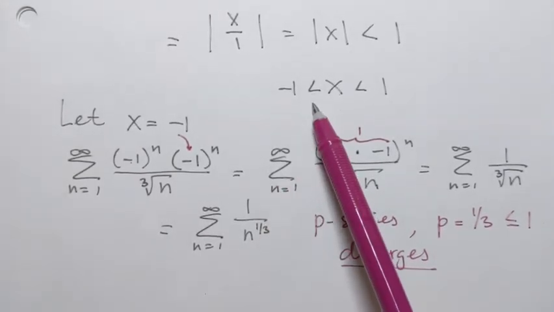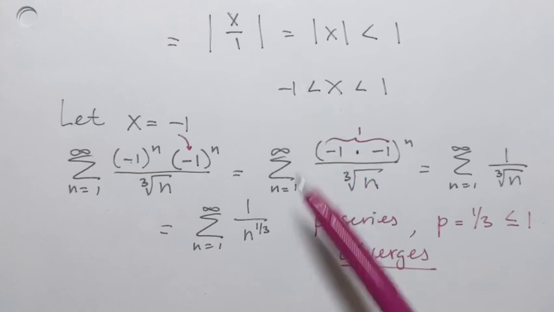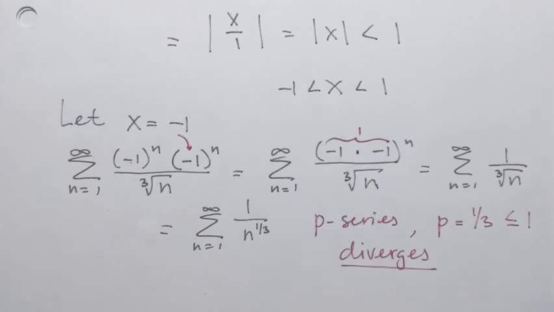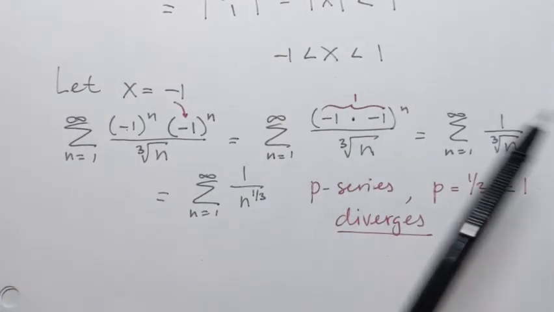Well, that will mean that we will not include -1. It will still stay as a less than sign. Next, let's see what happens when we let x be equal 1. So let's test the other endpoint.